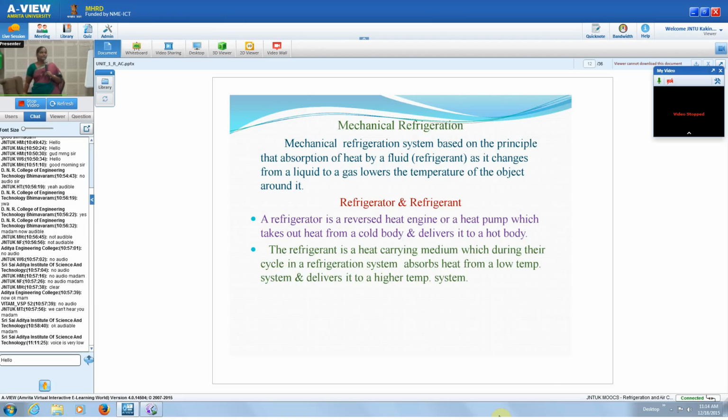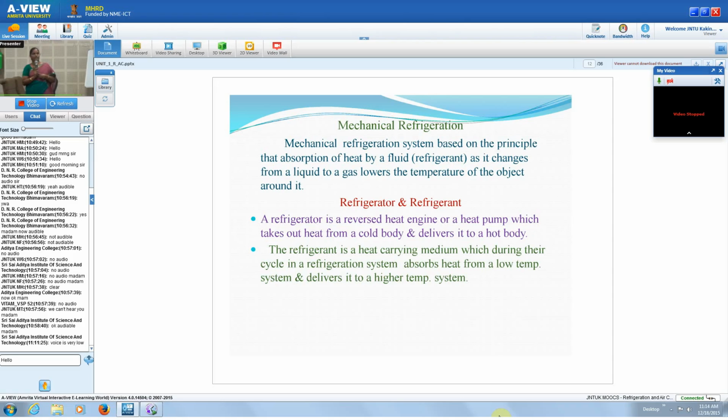So a refrigerator is nothing but a reversed heat engine or reversed heat pump, which takes heat from a cold body and delivers it to a hot body. The function of a refrigerator and a heat pump is the same, but the function of a refrigerator is to maintain a temperature lower than the atmospheric temperature, whereas a heat pump maintains a space at a higher temperature.